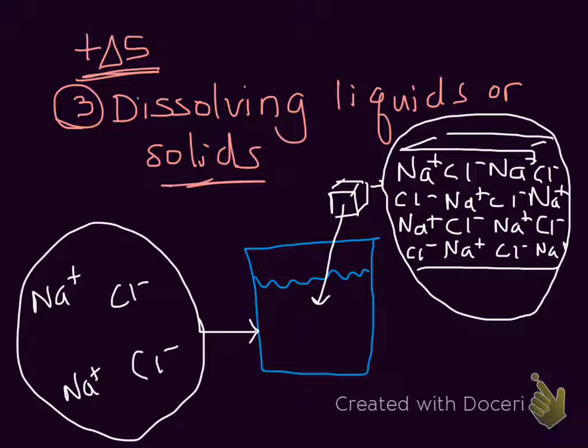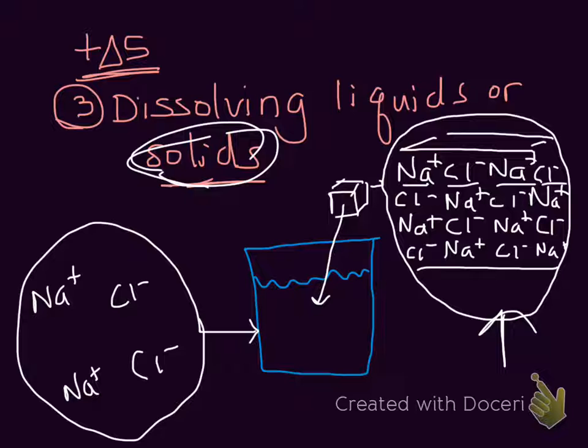Another way is by dissolving liquids or solids. We mostly want to think about this with solids. So if you have a solid, and I drew it over here like a sugar, a salt cube, you have a perfect crystalline lattice. You have an Na plus, then you have a Cl minus, Na plus, Cl minus.